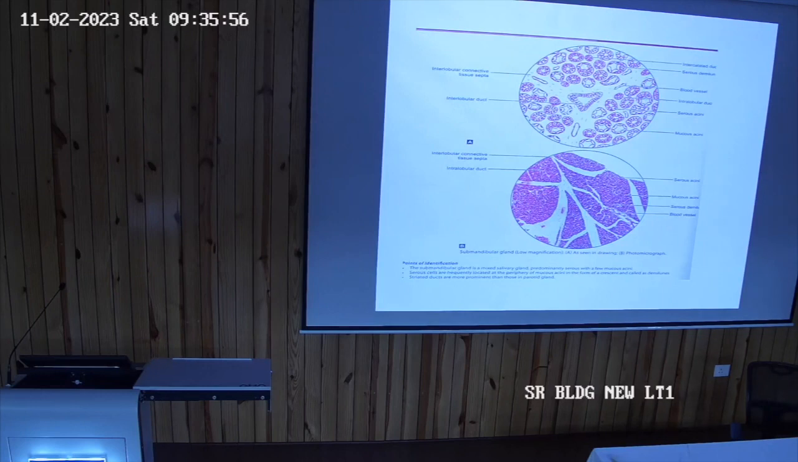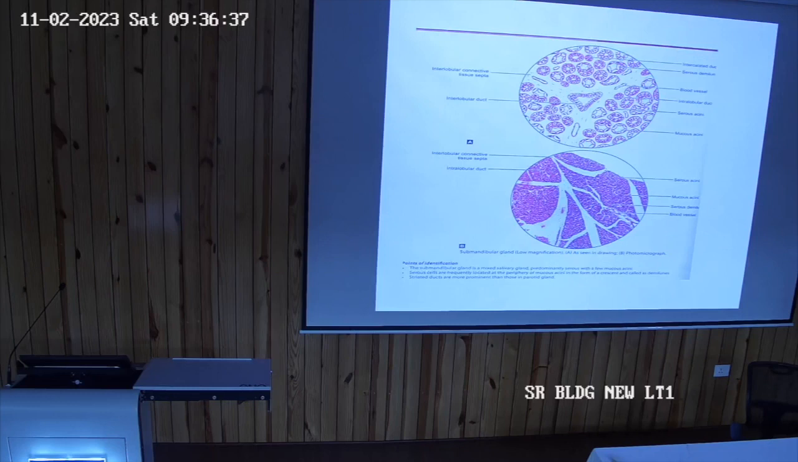Any more acini seen here? Let's go down. This is the mucus, clear? And look here, serous. So the gland is a mixed gland, having both types of acini, serous as well as mucus. Now, another point left. All right, mixed gland. You are right. Which type of mixed gland? Whether sublingual or submandibular?